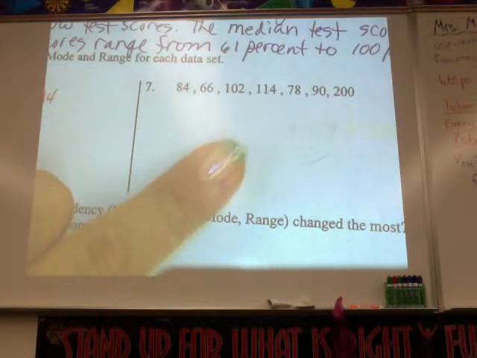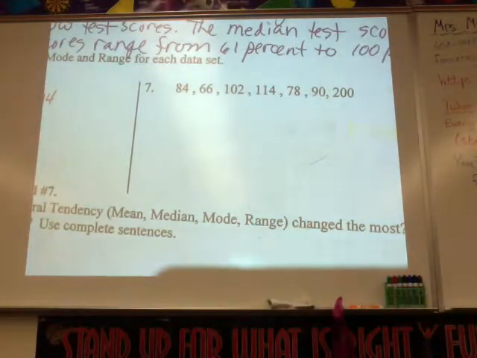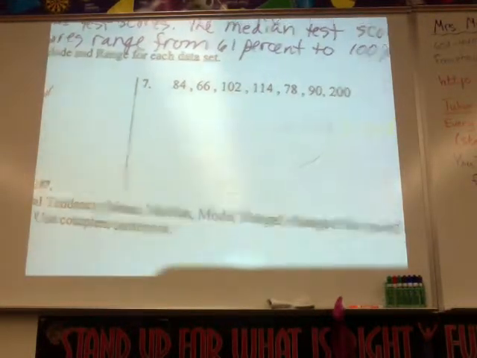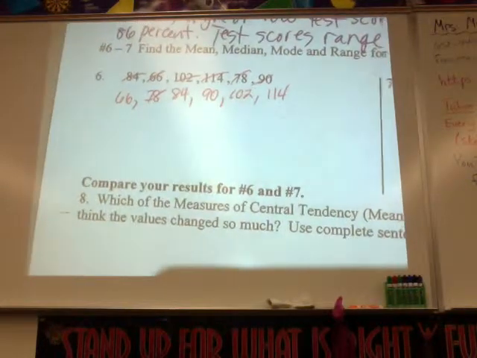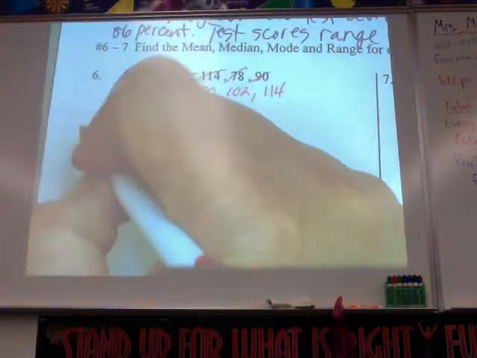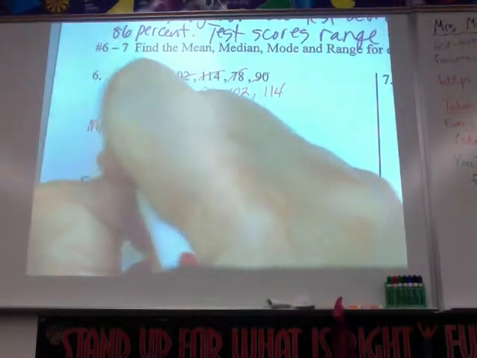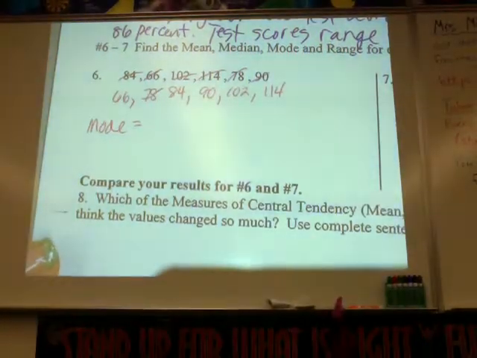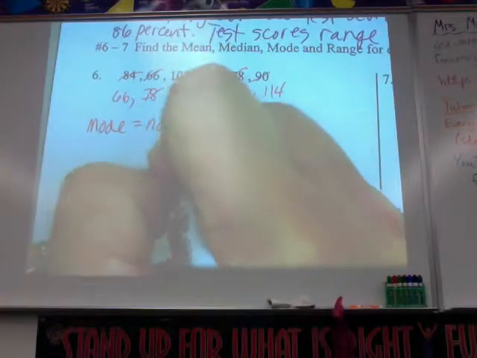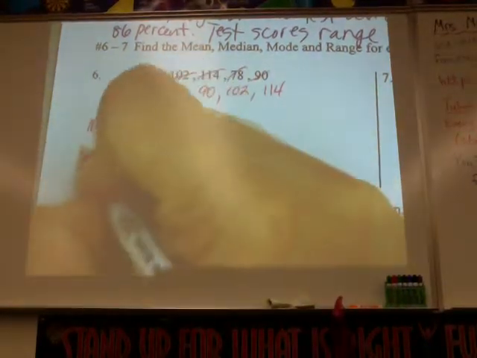what's going to happen? How many pieces of data are to the left of the median? 3, and 3 to the right. So the 4th piece of data on this one is going to be your median. All right, so look here. I don't care which one you put down, so let's go ahead and start with the easiest, the mode. What's the mode? There is none, right? So you have to physically put none. The median?